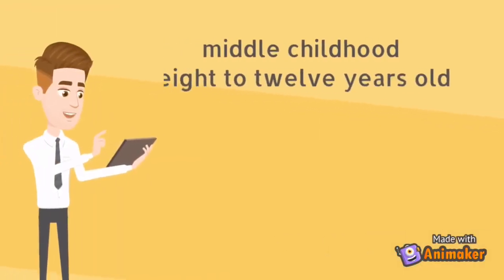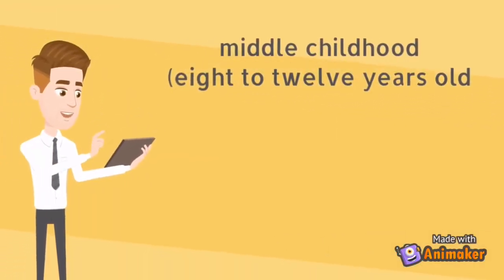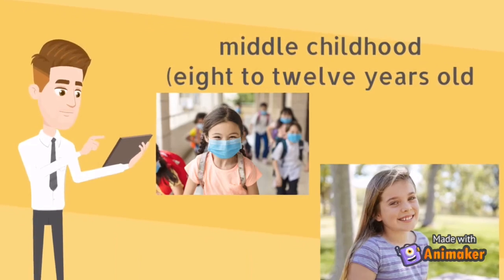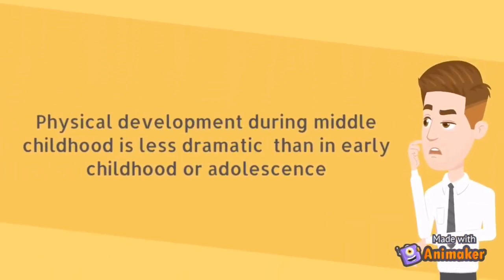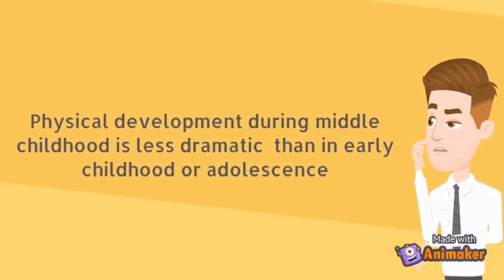Next, the second stage is middle childhood, which is from 8 to 12 years old. Physical development during middle childhood is less dramatic than in early childhood or adolescence. Growth is slow and steady until the onset of puberty, when individuals begin to develop at a much quicker pace.